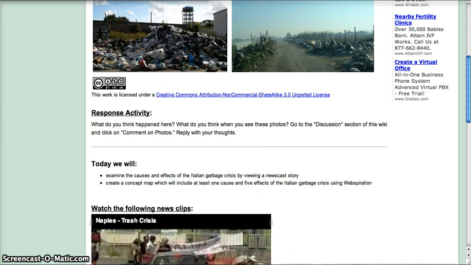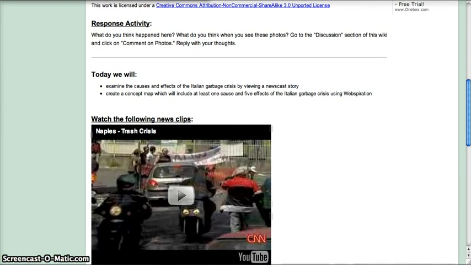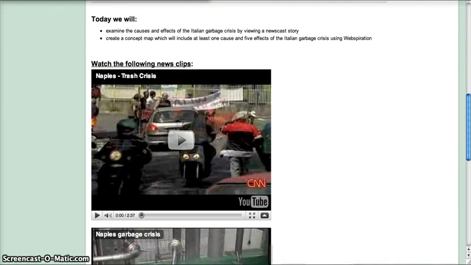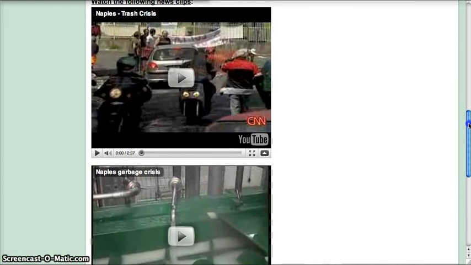After the response activity, I have some learner objectives, and it's written more toward the 5th grade level so that they can follow along themselves. This can be something that, if they miss a day of school, they can pick it right up. The first day, we're going to watch a couple of news clips about the trash crisis in Italy, specifically southern Italy.